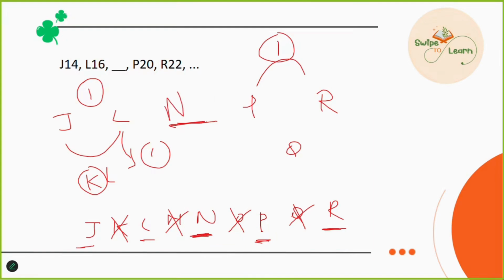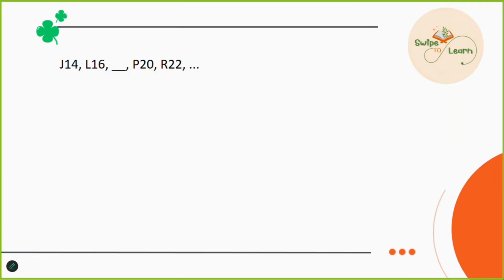What about the number? 14, 16. So there is a difference of 2. 20, 22, there is a difference of 2. Definitely that might be a difference of 16 plus 2, which is 18. The number is 18 and the alphabet is N. So the answer is N18. So in this way, we'll find out questions which are involving both alphabets and numbers. Okay, moving to the next question.